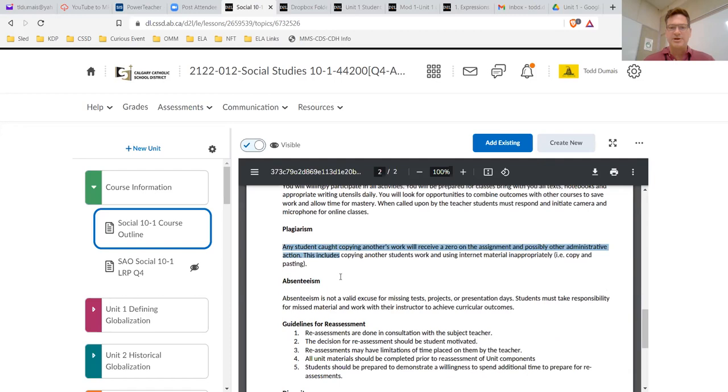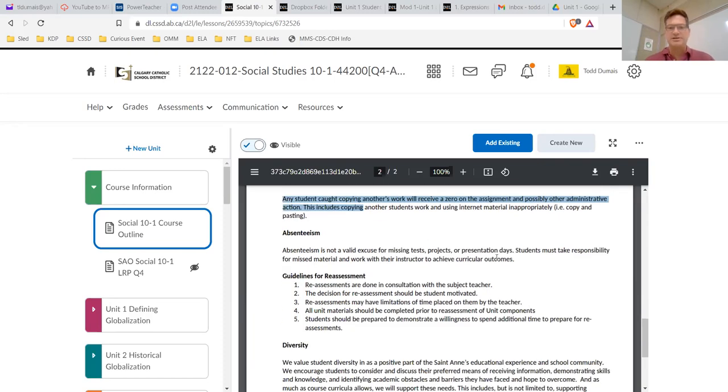Again, don't copy other people's work. Don't copy stuff off the web and paste it in. I've taught for 29 years. I certainly know grade 10 writing when I see grade 10 writing. If you don't know how to do something, ask for help. Don't do that. It just ends up bad, and it's a bad way to set a tone for our relationship.